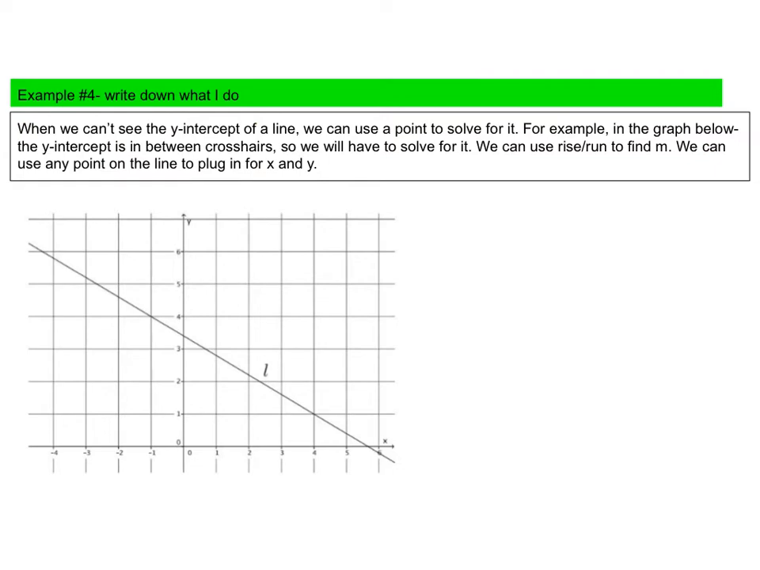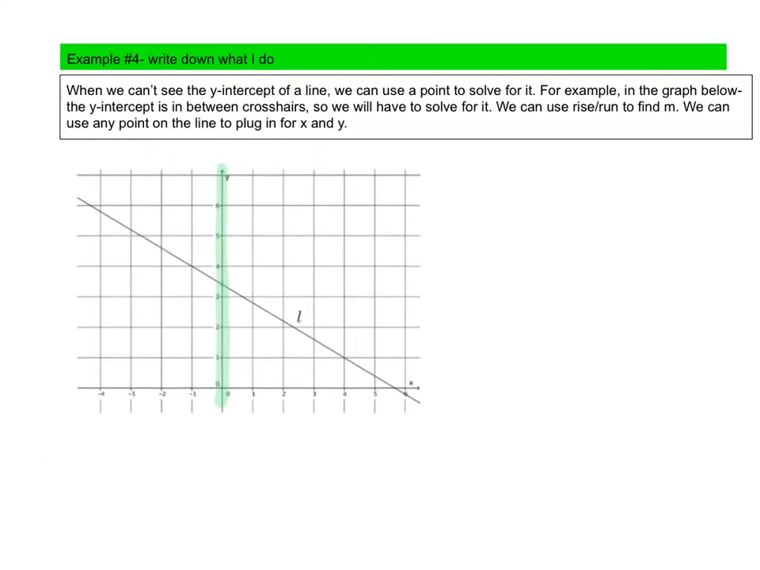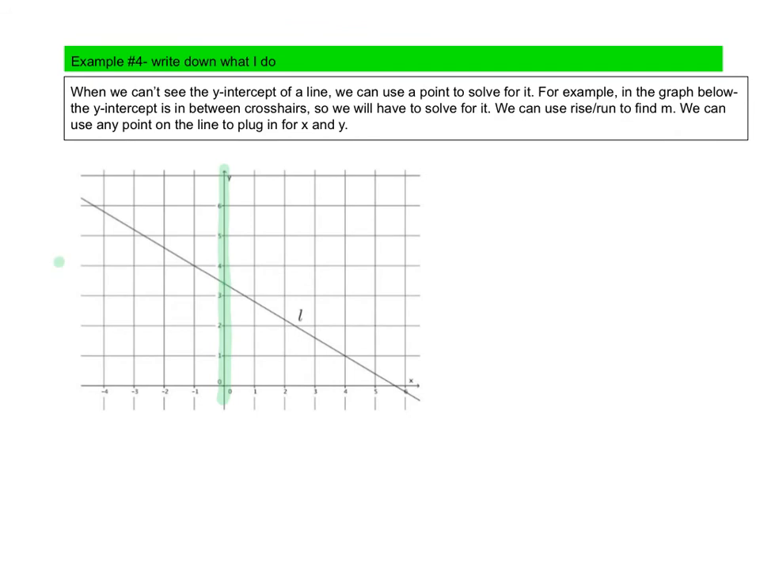All right, when we cannot see the y-intercept of a line, we can always use a point to solve for it. So for example, in this graph below, we do not know what our y-intercept is, because if we look at this y-axis and we look at our line, it's crossing in the middle, right? It's in between 3 and 4, and I can't just guess because that's not accurate. In math, we have to be accurate. So what we're going to do is, first of all, plot all the points that we can see on this graph, on the crosshair.